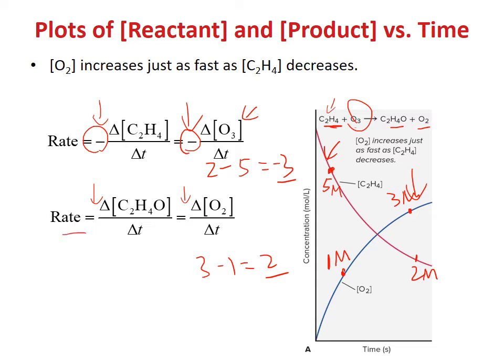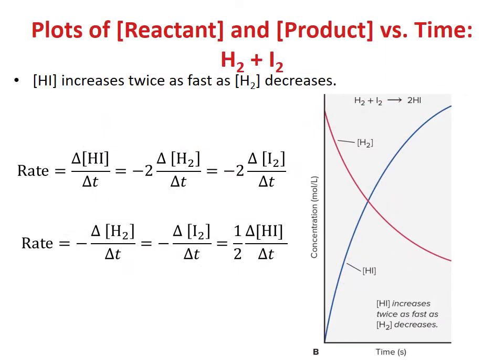Also, let's look at the stoichiometry for this reaction. Whenever 1 mole of C2H4 is consumed, 1 mole of ozone must also be consumed, and 1 mole of C2H4O must be produced. At the same time, 1 mole of oxygen is produced. So the point is, every second, the rate of change for each of these substances must be the same. So they have the same reaction rate. The products increase just as fast as the reactants decrease.